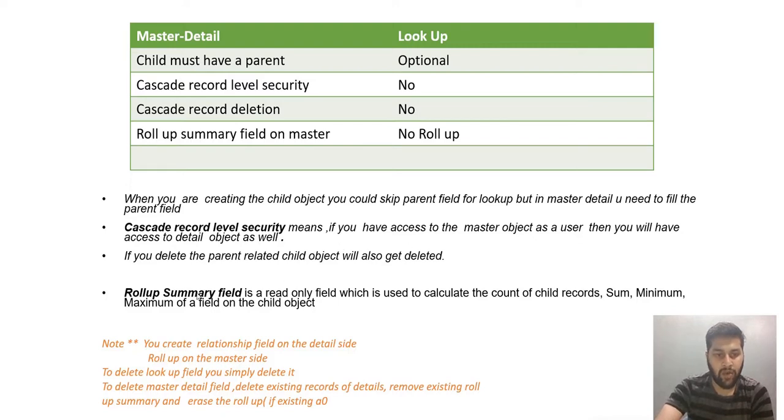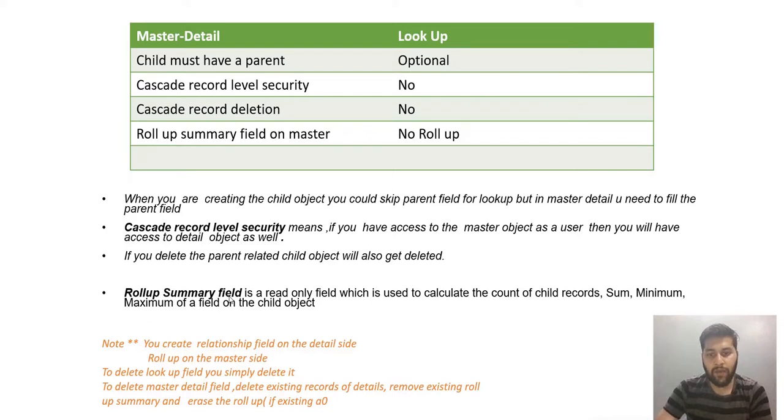Okay, now coming to a roll-up field. Basically, a roll-up field is a read-only field which is used to calculate the count of child records, and the sum, minimum and maximum of a field on the child object. It means you could use this roll-up summary to count how many children a parent has, or suppose there is a particular field on a child object. Say a parent has 5 children, and there is a particular field, say marks. Now you could use that to find the sum of all those marks, or the minimum value among those marks, or the maximum. These are the 4 things that you could find using a roll-up summary field.